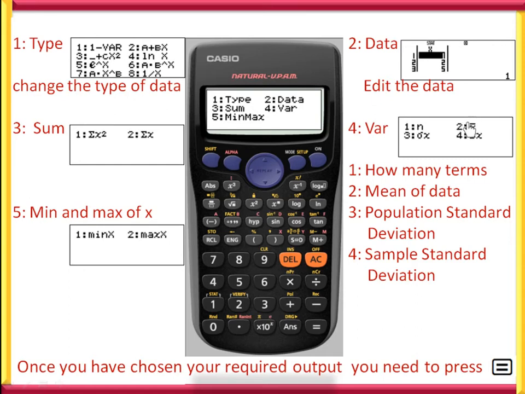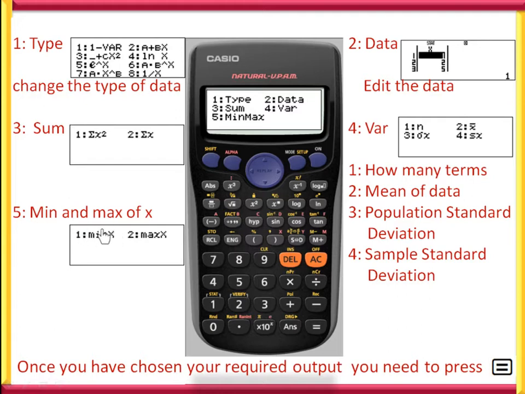Number 2 has an x with a bar on top of it, that represents the mean of the data. Number 3 has a little circle with a little tick coming out the top and an x beside it, and this stands for population standard deviation. So this is the one that we'll be using for standard deviation. And number 4 has an S and an x beside it, and this stands for sample standard deviation. And then number 5 represents the minimum or the maximum of x.